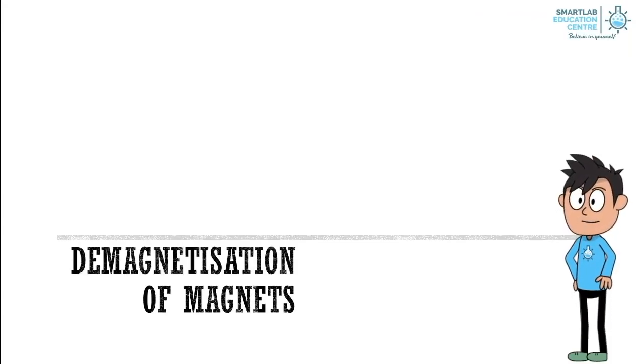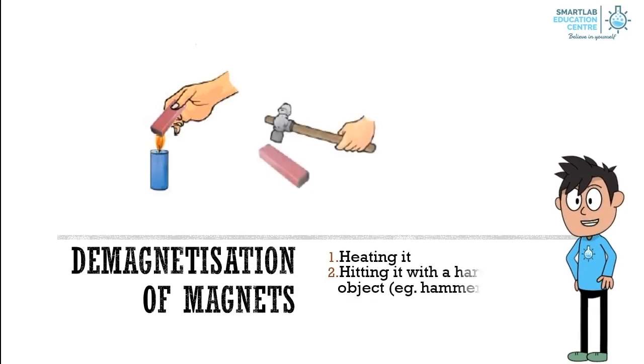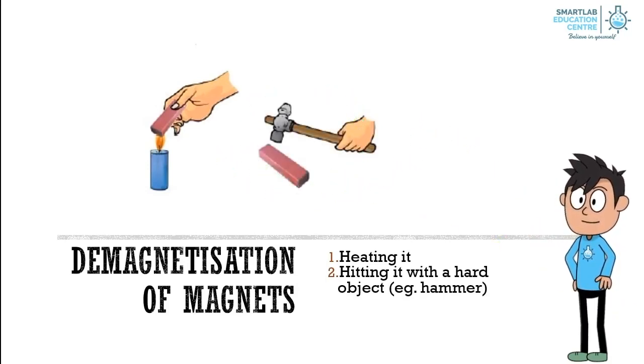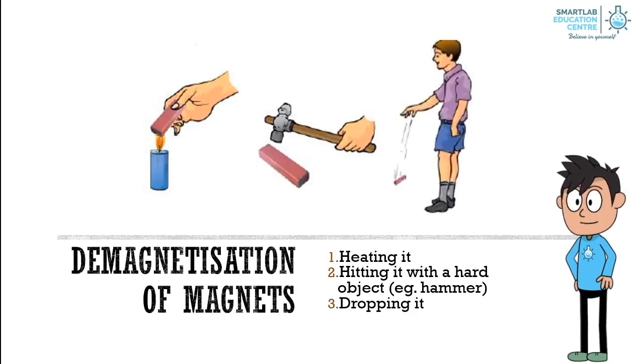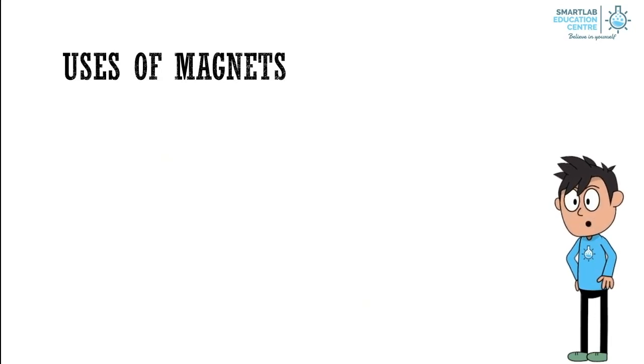Demagnetization of magnets. There are three main ways of doing so. Firstly, heating the magnet. Secondly, hitting the magnet with a hard object, for example, a hammer. Finally, dropping the magnet. We use magnets in our daily lives, and here are some instances we do so.